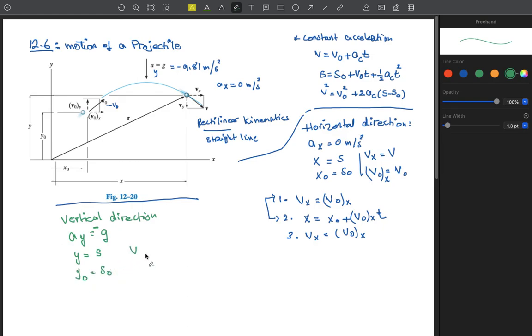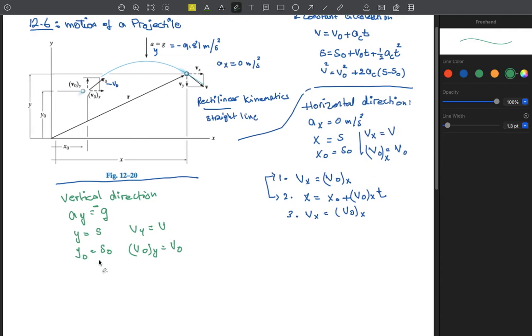We have V in the y equals V, which is the final velocity in the y direction, and this is the initial velocity in the y direction. Substitute that for V node. So we go to our equations here and we start applying these things. So in the first equation we get Vy equals V node in the y direction plus minus G, so this is minus G multiplied by T.